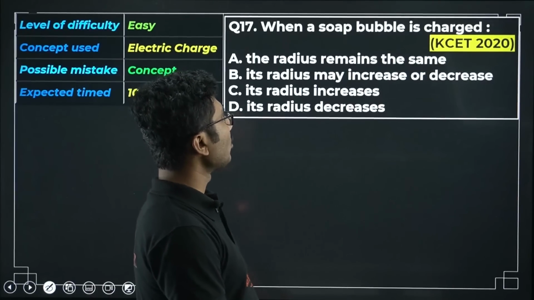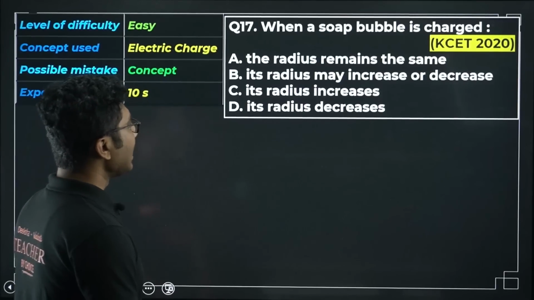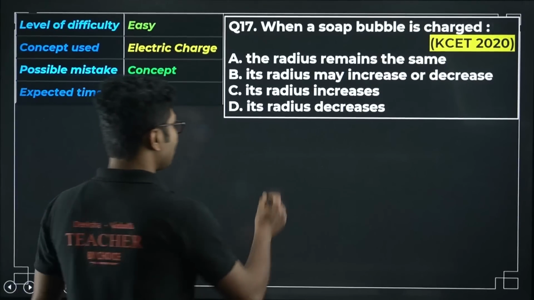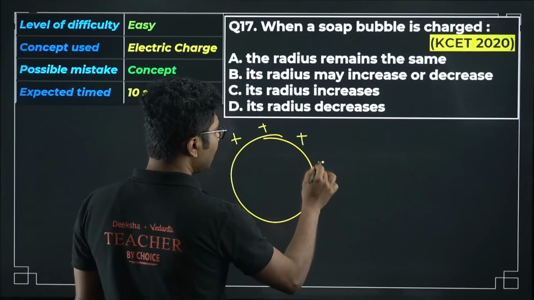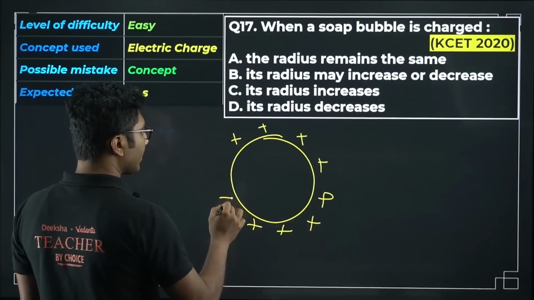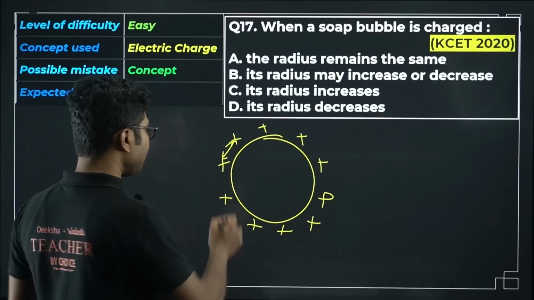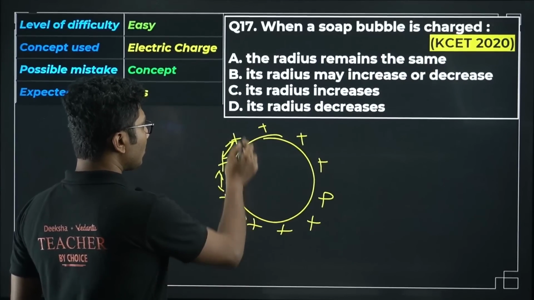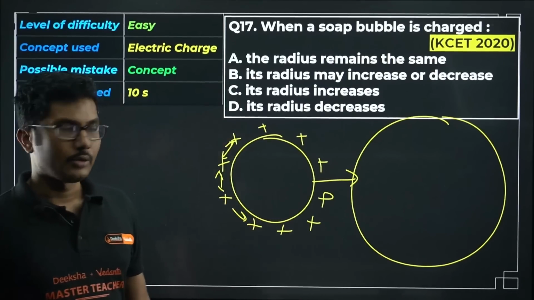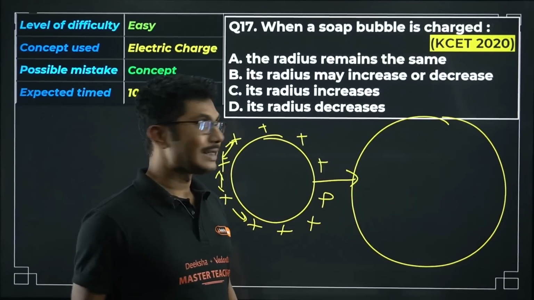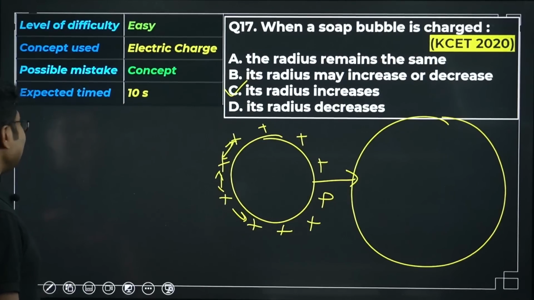Now next question: when a soap bubble is charged, the radius remains the same, increases, or decreases? If you charge a soap bubble, all the charges will remain on the surface of the soap bubble. These charges will repel each other, they will try to go away from each other. So what will happen is that the radius of the soap bubble will slowly increase till it bursts. There is nothing inside the soap bubble except air, so its radius will always increase.